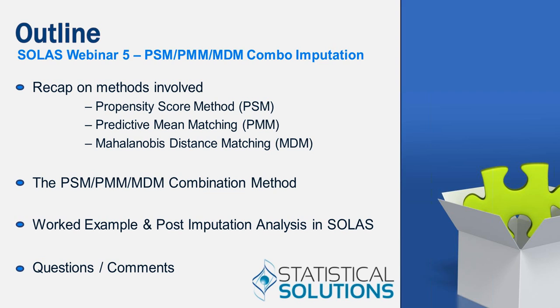Okay, so just the overview of this webinar today. I'm going to recap on the methods involved in this combination method today. So we've got the propensity score method, the predictive mean matching imputation, and Mahalanobis distance matching imputation. All these methods are incorporated into the combination imputation method in SOLAS. I'm going to run through the methodology behind the combination method. I'll run through a worked example and some pre and post imputation analysis in SOLAS, and then I'll be taking questions and comments as well. And again, feel free to send in your questions and comments at any stage throughout the webinar.